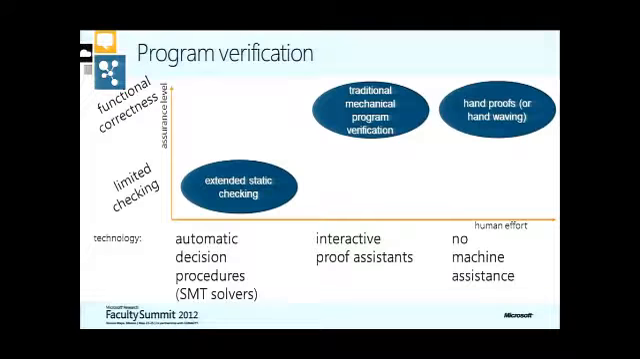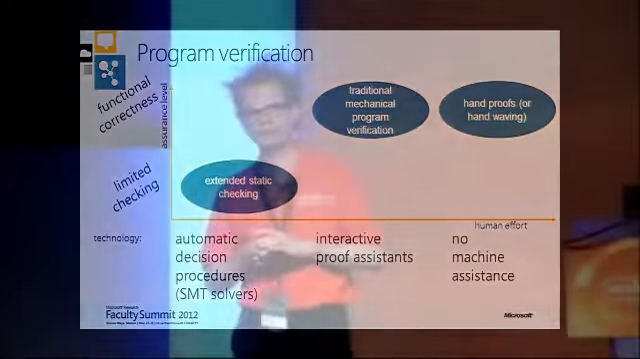So 15, 20 years ago, I was involved in two efforts called extended static checking that tried to use automatic decision procedures. So in other words, proving technology that you don't have to interact with directly. They're automatic procedures. But then scaling down the ambitions so that you would only try to prove simpler properties of programs. So that area we call extended static checking.